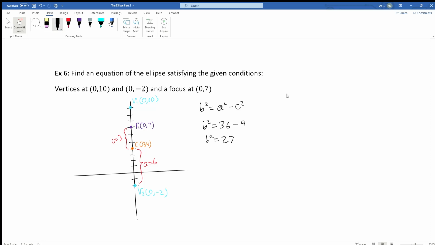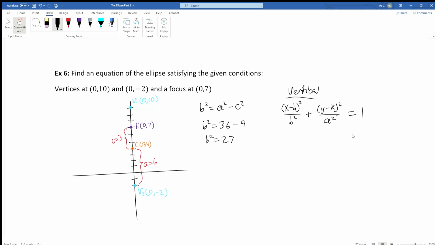Now, this is a vertical ellipse. We can tell, obviously, because our vertices are positioned vertically over our center. And that tells us we're going to have (x minus h) squared over b squared plus (y minus k) squared over a squared equals 1.